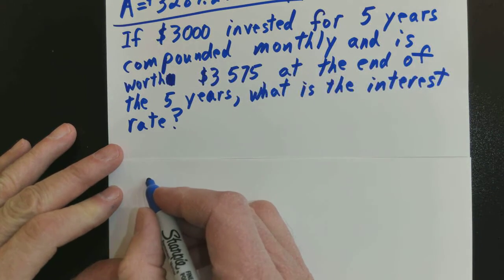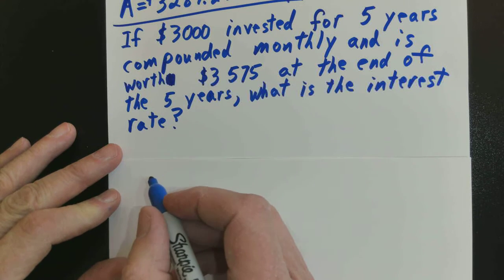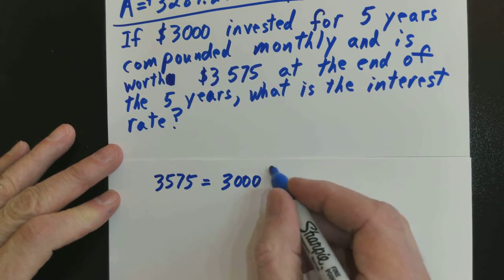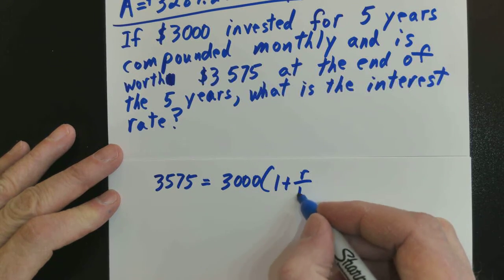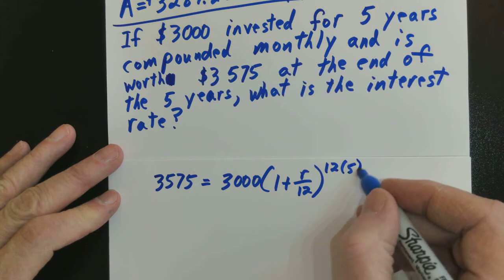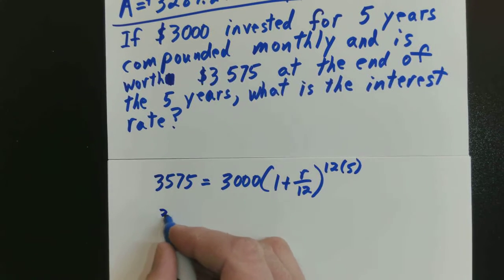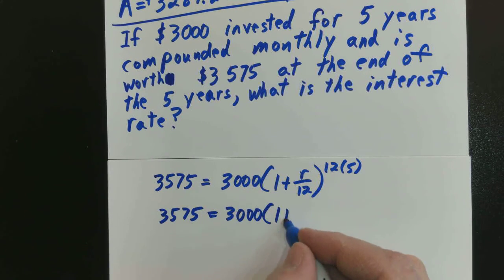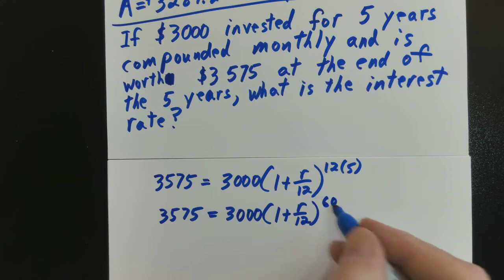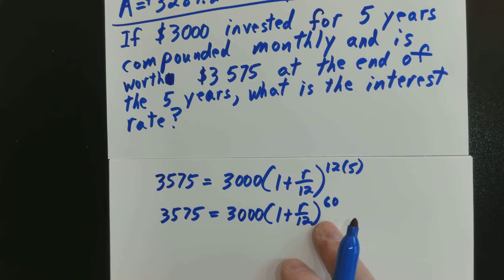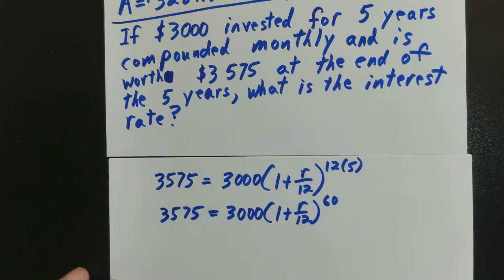Now, somebody help me with the setup. Can somebody give me an equation here? Viti? 3,575 equals 3,000 times 1 plus R over 12 to the 12 times 5. All right, good. That is correct. Okay, what would you do next? You're trying to get R by itself, right? What's furthest from R right now on this side of the equation?